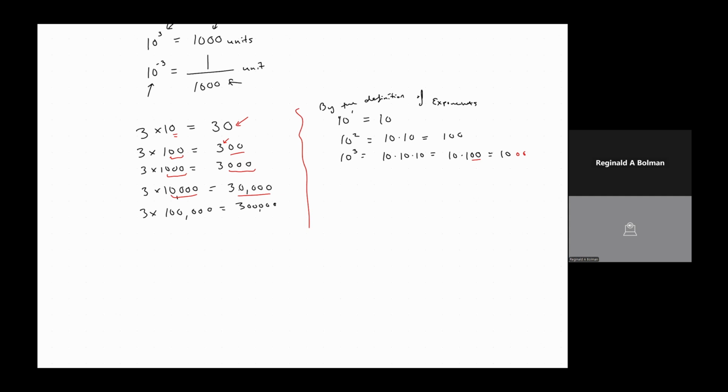I have 10 to the fourth power. I have 10 times 10 times 10 times 10. 10 times 10 is 100, and 10 times 10 is 100. So now we've got 100 times 100. And look at this. We have 100, which is our initial unit, and we multiplied it by 100. So that has two zeros. Here are my two zeros. So I should get 10,000.